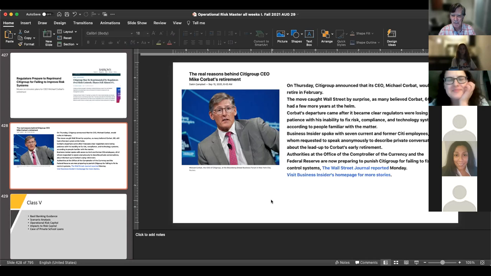But like we were saying again in the first class, sometimes risk management doesn't get the attention it deserves. It's not on the forefront. It's not new sales or new revenue. Risk management was in the background. It didn't get enough attention, and it cost this guy his job or sent him into early retirement.